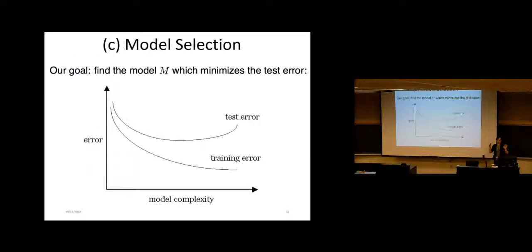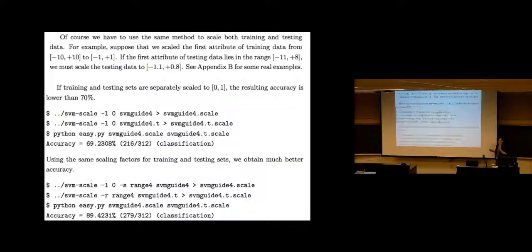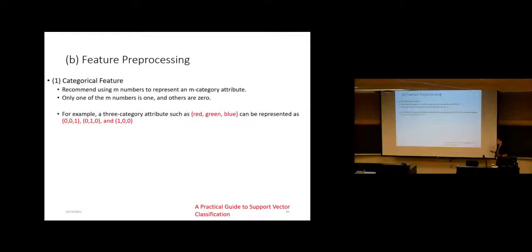Next is model selection, which I'm going to cover next time. In the end, be careful when you're doing the feature processing of your SVM homework: out of vocabulary, missing values, centering and scaling data, and also categorical feature representation. And that's it. Thank you.